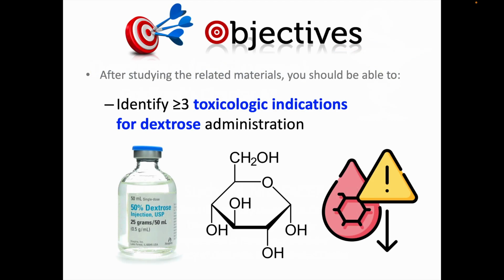This topic and this chapter are pretty straightforward. Indeed, you could almost say that it's unnecessary. So there's only one learning objective, which is to be able to identify at least 3 toxicologic indications for administering dextrose, which is to say, provide at least 3 different toxic exposures, at least 3 different substances, where you may want to use dextrose. It's not going to count if you just say hypoglycemia.